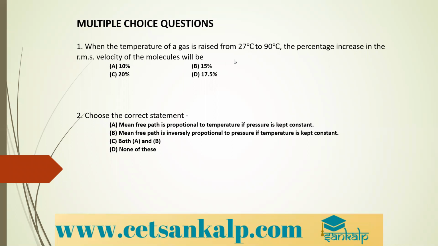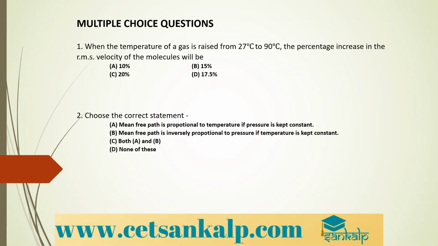Okay students, this completes the synopsis part. Now let us see the multiple choice questions based on the kinetic theory of gases. Here we have the first question. When the temperature of a gas is raised from 27 degrees Celsius to 90 degrees Celsius, the percentage increase in the RMS velocity of the molecules will be. The solution is based on RMS velocity.